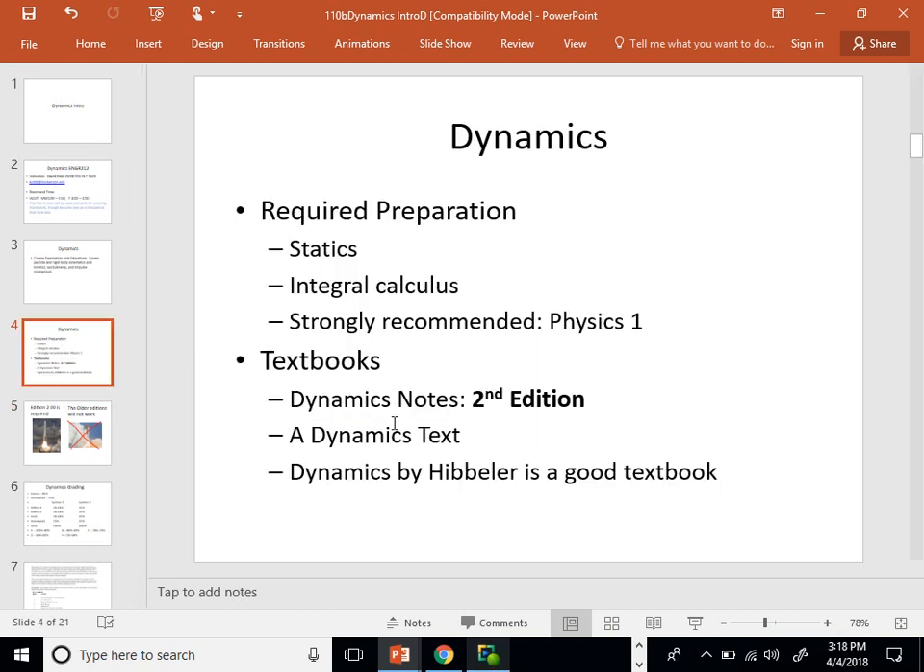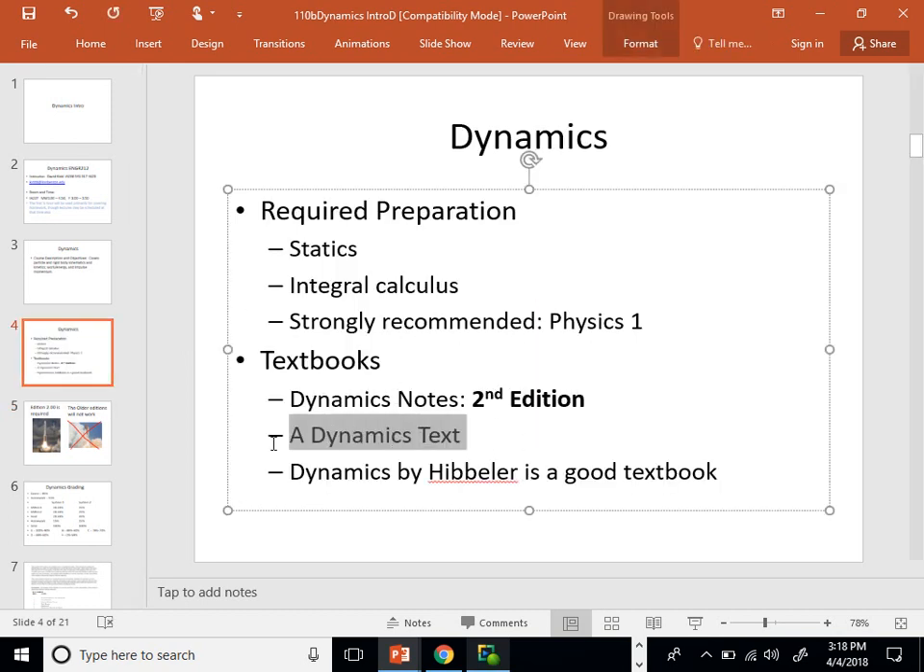All right, now I would also suggest having a dynamics text, but you can get any dynamics text you want. I mean, this subject has not changed in 100 years. It is what it is, and so you can use any dynamics book you want. I don't care what it is or how old it is. It doesn't make any difference.